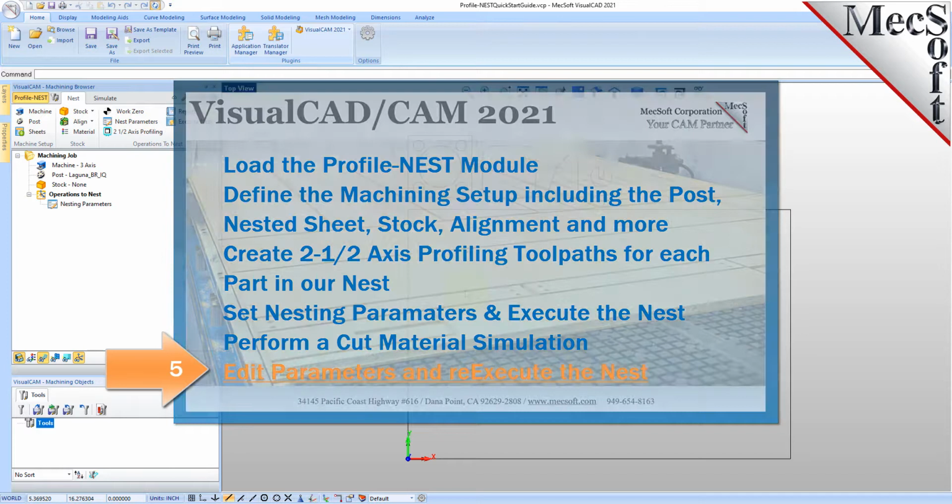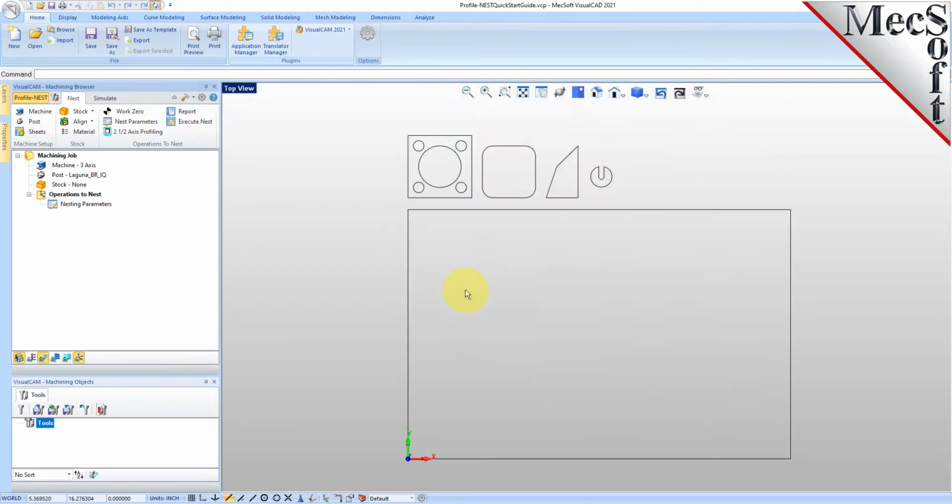Okay, let's get started. If you're familiar with our nest module, you'll know that you can nest geometry onto a sheet representing your stock. Here in the ProfileNEST module, you can nest the actual 2.5-axis profiling toolpaths. So you just need to create the toolpath once and then allow the ProfileNEST module to nest those toolpaths onto the sheet stock. Let's have a look at the machining browser.